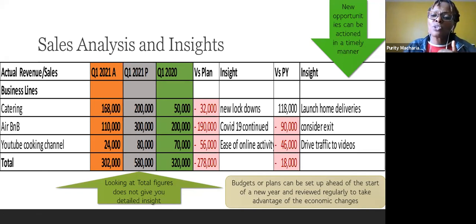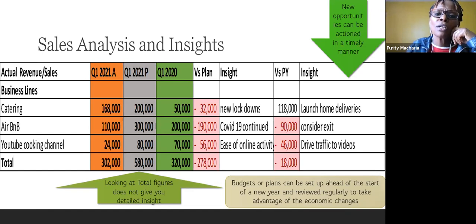Now, the question is, what can I learn from these total figures? Maybe not very much, because they are all together, which is why I'm saying you need to have your records. If you're recording your sale, say I got this sale from catering, this one from Airbnb, and this one from the YouTube channel, which then helps you to know where the money is coming from. That's number one.